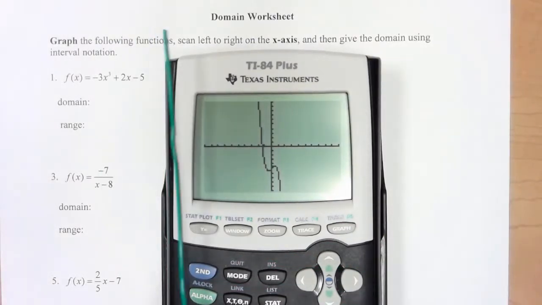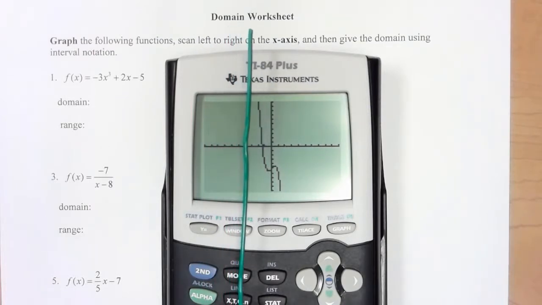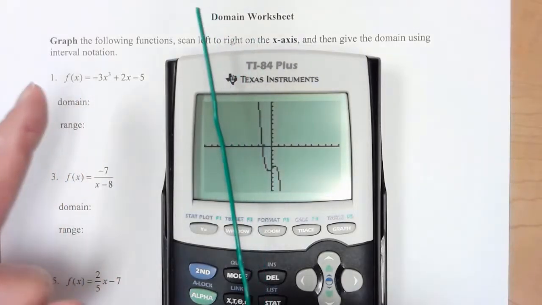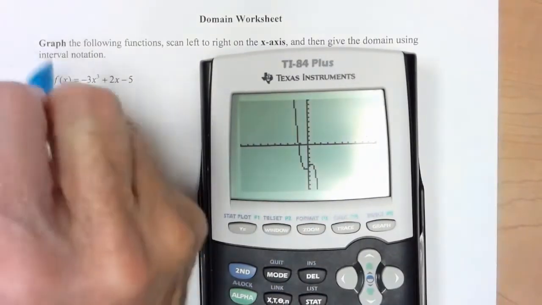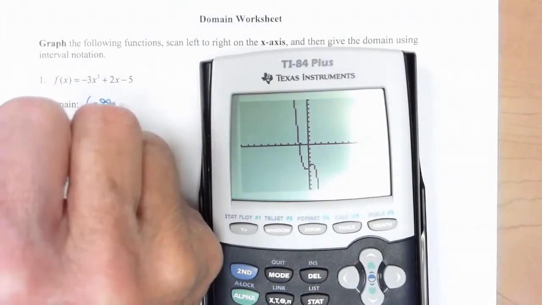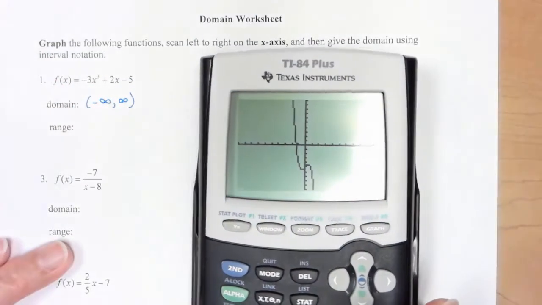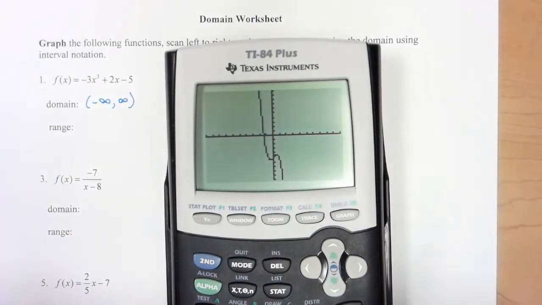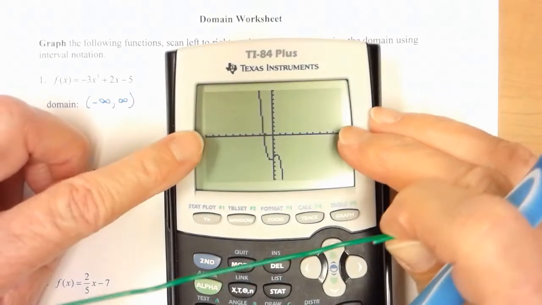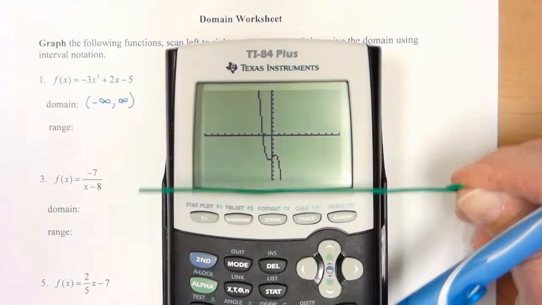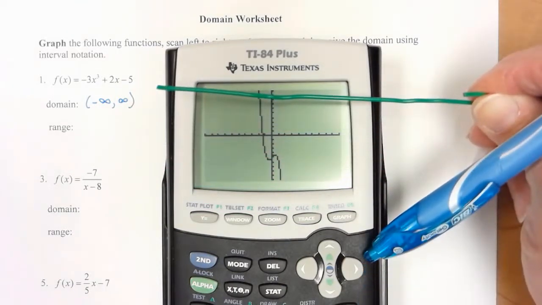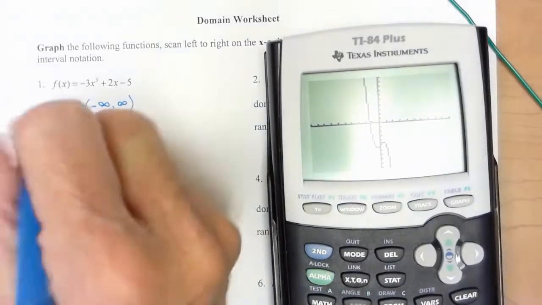So as I start scanning in from the left, if I hit an arrow, that means negative infinity, which means the curve keeps going to my left. So I've got negative infinity to positive infinity. My range, if you remember, refers to my y's. So if I go from negative to positive for my x's, then I should go negative to positive on my y's. So I hit an arrow, which means negative infinity, exit hitting an arrow. So there's positive infinity.